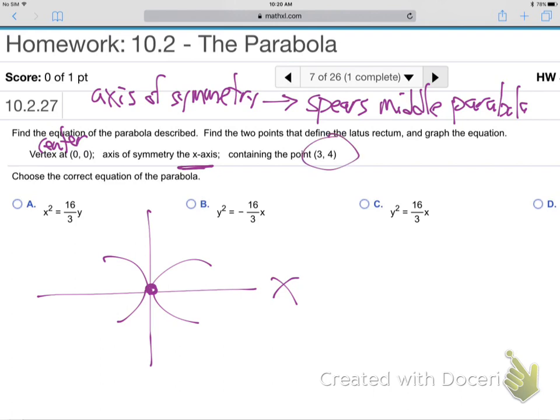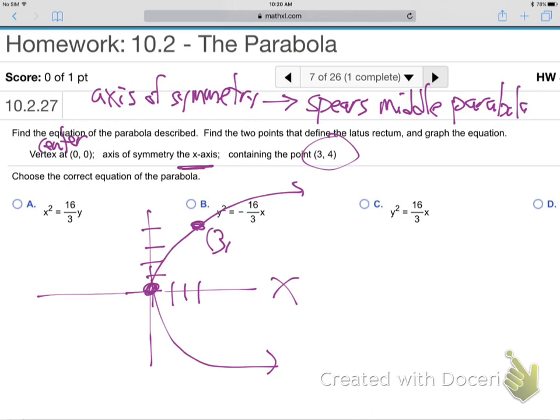Now, which one? Well, they give me the point 3,4. So it's got to be to the right, doesn't it? You with me? Over 3, up 4, right there. And the origin, so there it is. It's going to the right, going through the point 3,4, and the x-axis is its symmetry axis. It looks like that. What's the equation? Which direction's it going? Positive x. So y squared is positive 4ax.